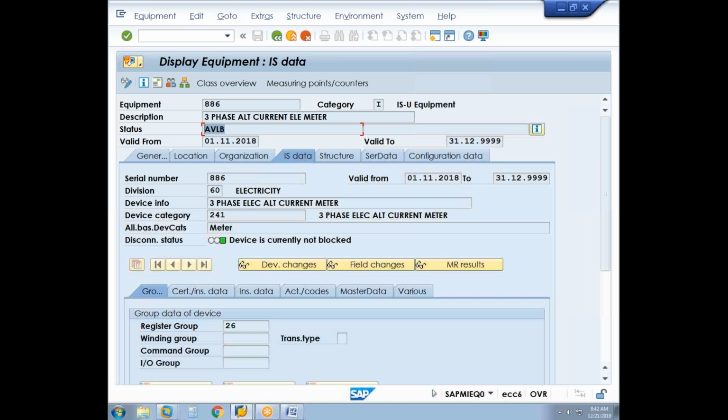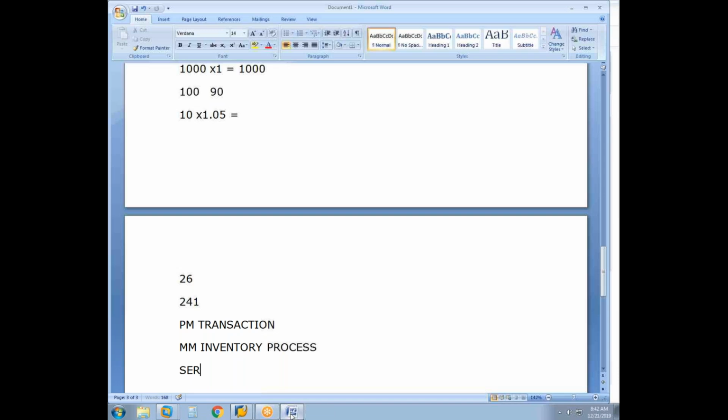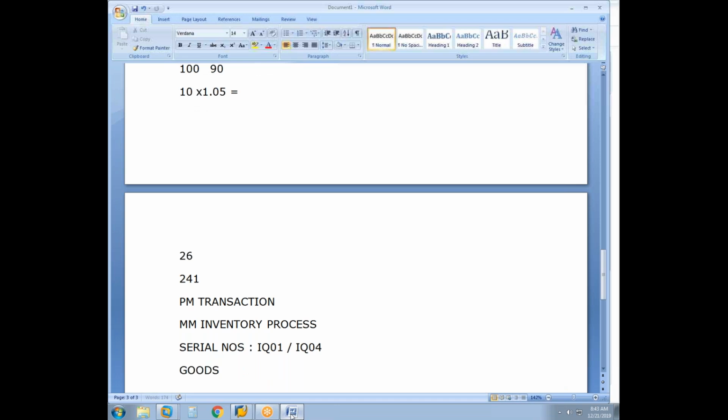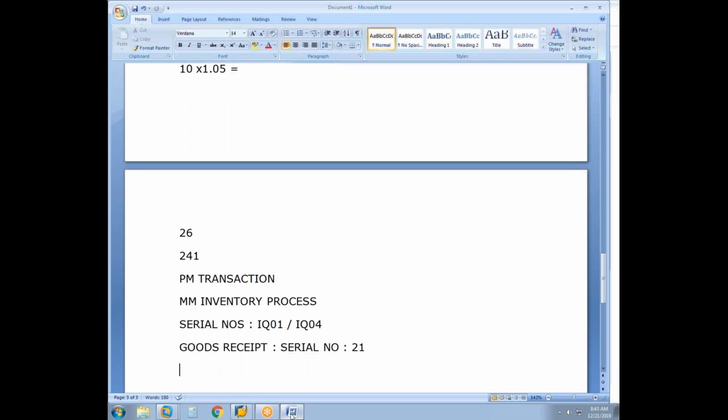Okay. So there are two ways of doing it. First, create serial numbers through the PM transaction like IQ01 or IQ04. Then you perform the goods receipt. You are recording a goods receipt for devices, and while recording the goods receipt, it will ask for the serial number. Then you enter the serial numbers that you created, the 21 serial numbers. Now it is also corresponding to the stock. We have got 21 serial numbers, 21 pieces of devices in our plant and storage location. This is one way of doing it.